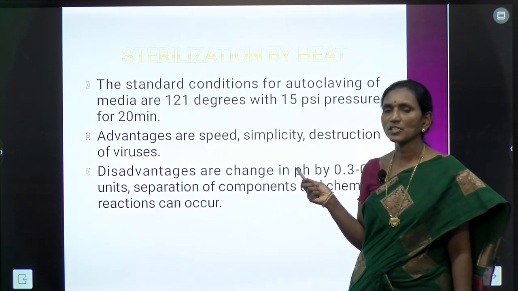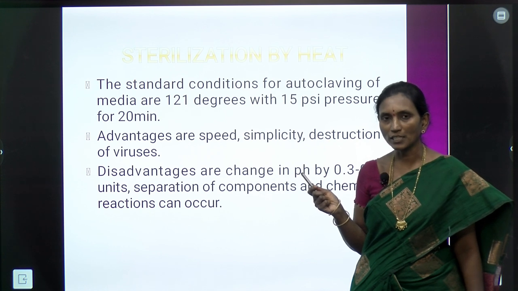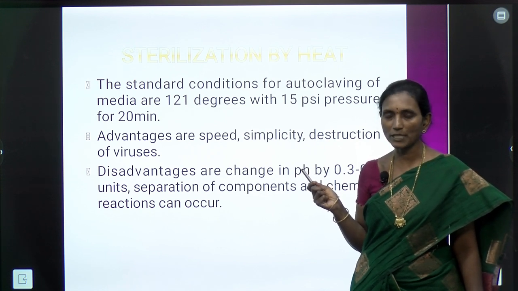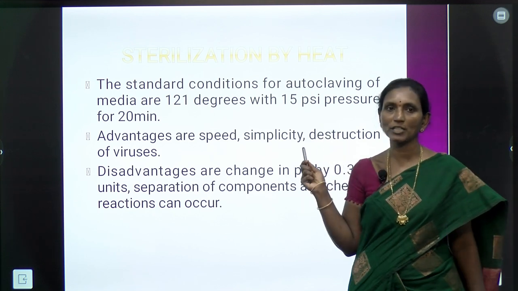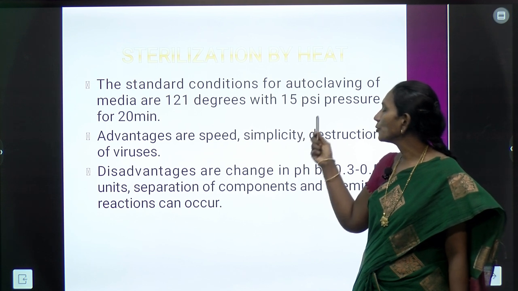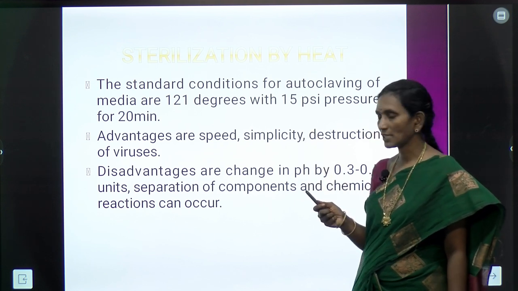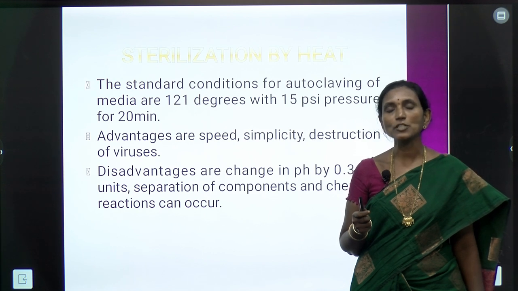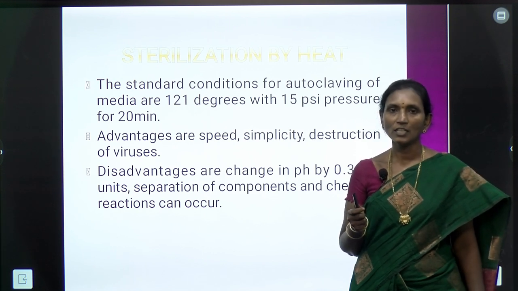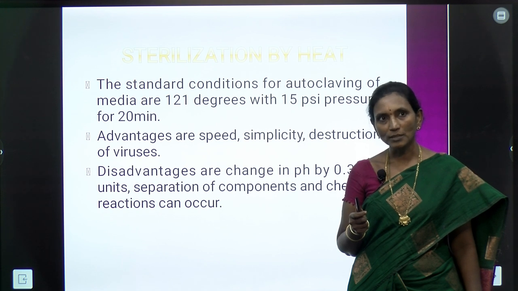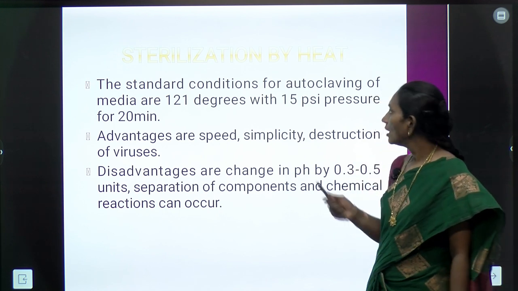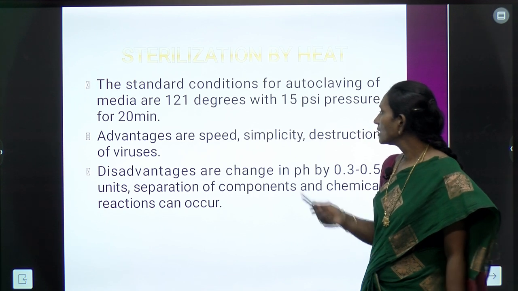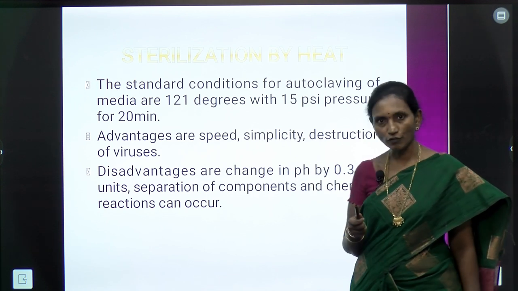The standard conditions for autoclaving are 121 degrees centigrade at 15 psi pressure. Psi means pounds per square inch. Pressure must be provided for 20 minutes. Under these conditions, the nutrient media components will be sterilized. The sterilized medium only must be used in the tissue culture technique. If without sterilization the nutrient medium is used, then there will be an infection of microorganisms and failure of entire tissue culture process. Advantages of autoclave are speed, simplicity and destruction of viruses.